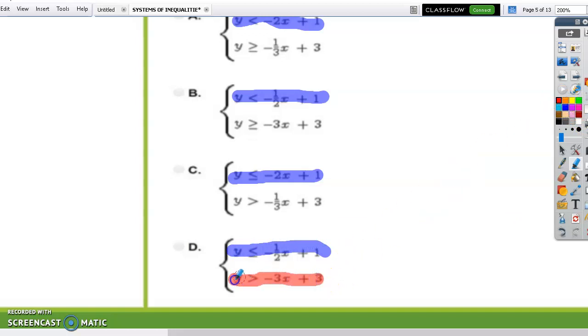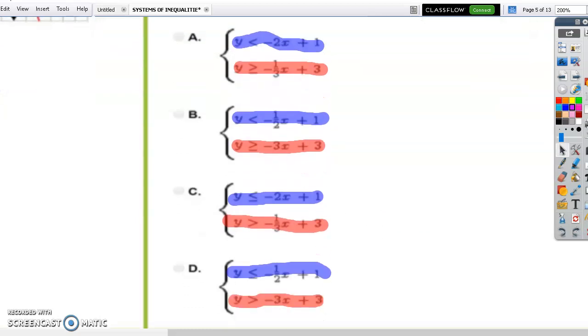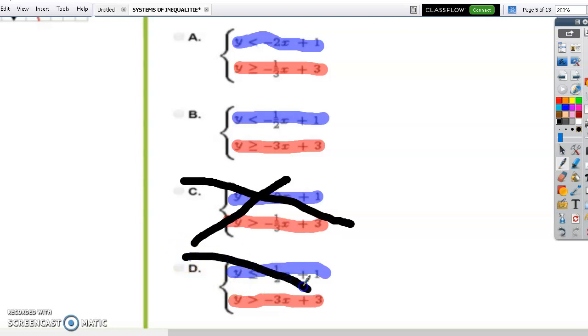The second inequality is our red line. Now like I just said, let's come up here. Our blue line is dashed, so our inequality should either be less than or greater than. For A, it says less than. That's good. B, it says less than. That's fine. C says less than or equal to. Well, we don't have a solid line, therefore C cannot be our answer. And for D, it says less than or equal to. So D can't be our answer.